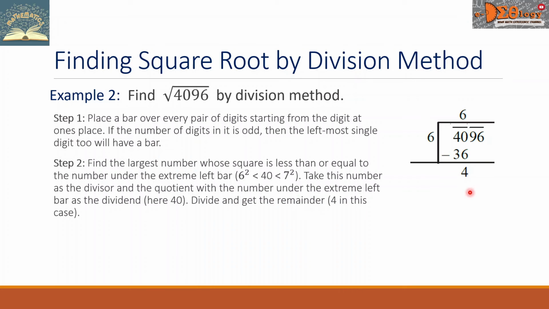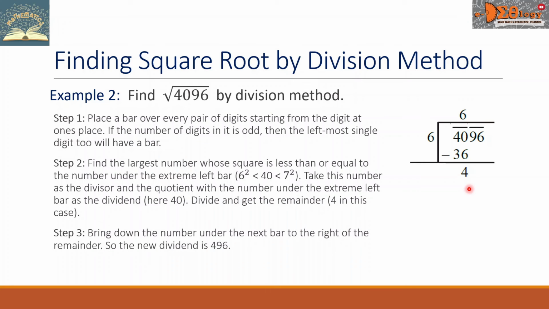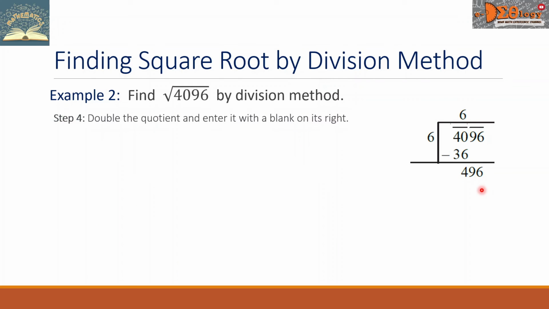The remainder is 4. Step 3. We bring down the number under the next bar, which is 96. So we have now the new dividend, 496. Step 4. We double the quotient and enter it with a blank on its right. The number 6, we double, it becomes 12, then there is a blank after the number 2. We need a digit here.